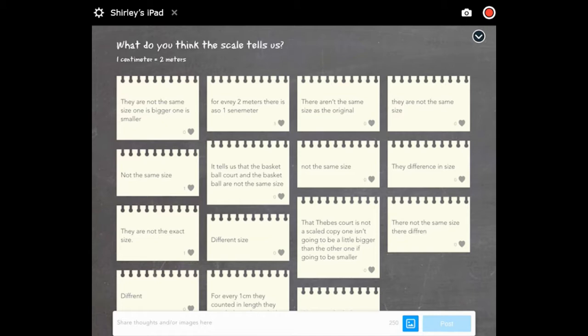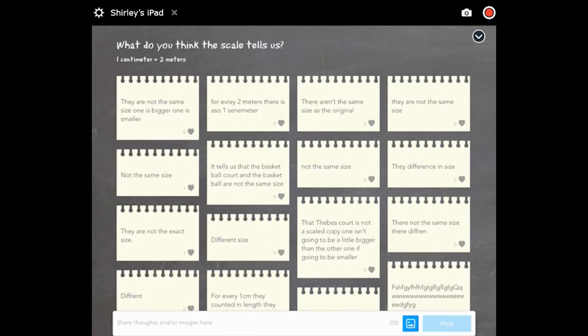Take another minute to finish up if you're adding anything to this page. What this scale tells us is that if I measure 1 centimeter on my scale drawing, that represents 2 meters in the actual court. So if something on my scale drawing is 1 centimeter long, in real life it's 2 meters. Or if I have something on the drawing that is 2 centimeters, it's going to be 4 meters in real life. So think about your scale factor.